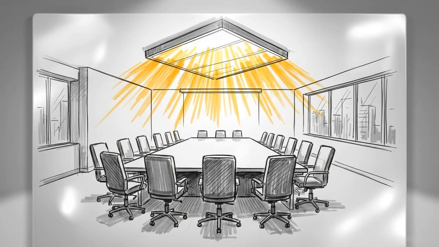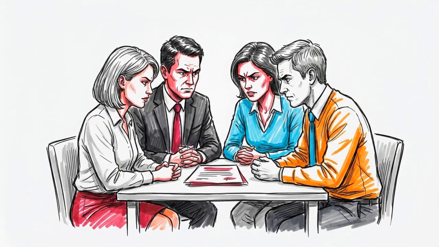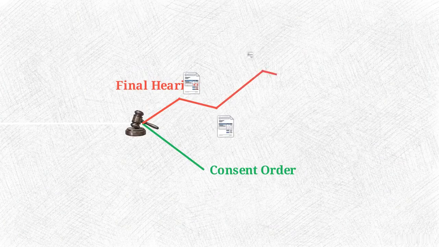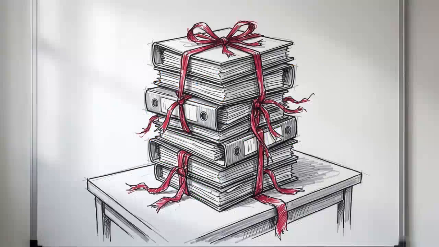The FDR forces a profound reality check. It strips away adversarial posturing and concentrates the immense financial risk of litigation into a single, highly pressurized negotiation. If the FDR fails to produce a settlement, the procedural timeline splits, and the parties face a grim reality. The case is forced down the path of a final hearing.